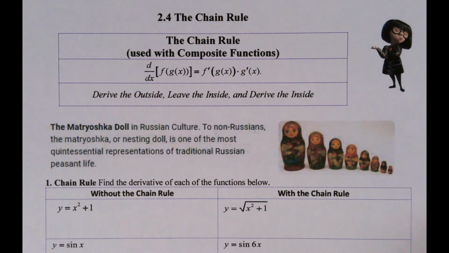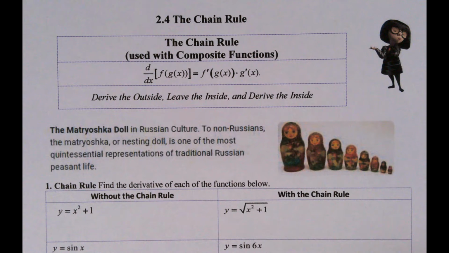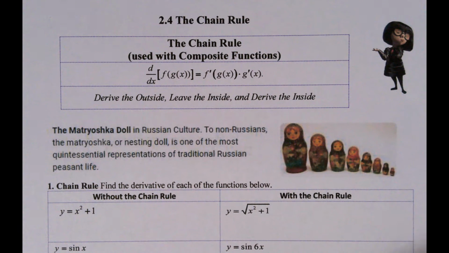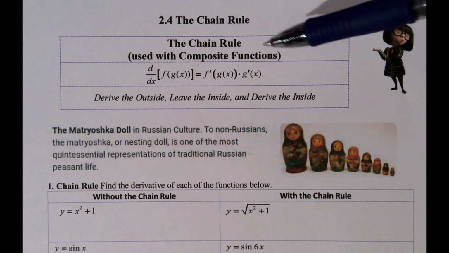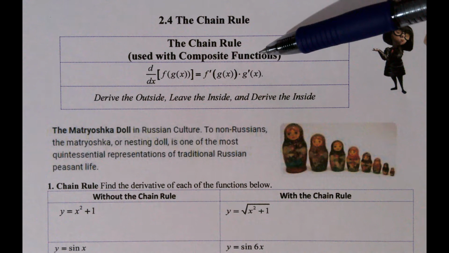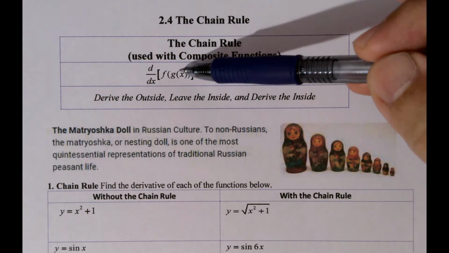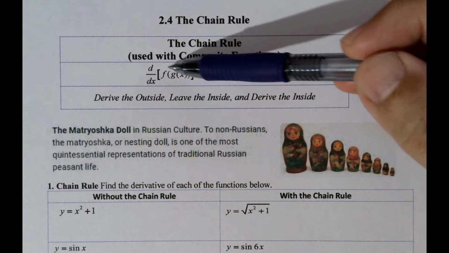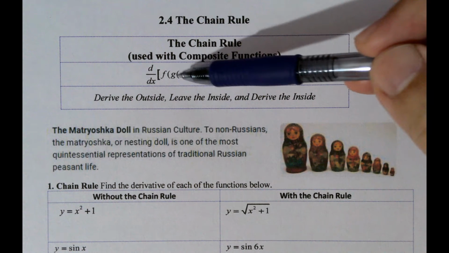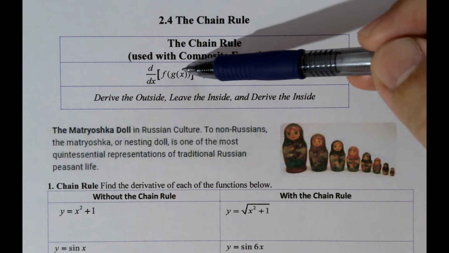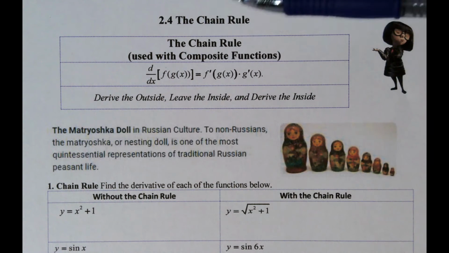This is page 113 of the Incredibles book. We are doing section 2.4, the chain rule. The chain rule is used when you have a composite of functions, right? So here, what that means is you have a function inside of another function. So here you have f of g of x, where g of x is inside of f.